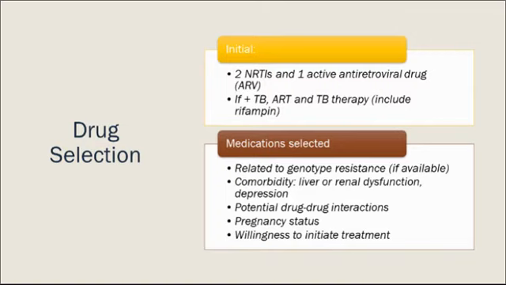When they pick them, it's related to genotype resistance if available. Lots of viruses have that way with genotypes, even with the COVID going on now, which is a virus, they are finding genotype resistance to treatments, and how that virus affects the body. Comorbidity, liver or renal dysfunction, and depression. They're looking for these when they pick their drugs: potential drug-drug interactions, pregnancy status, and willingness to initiate treatment.